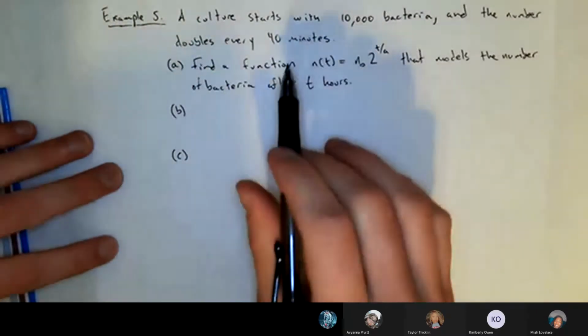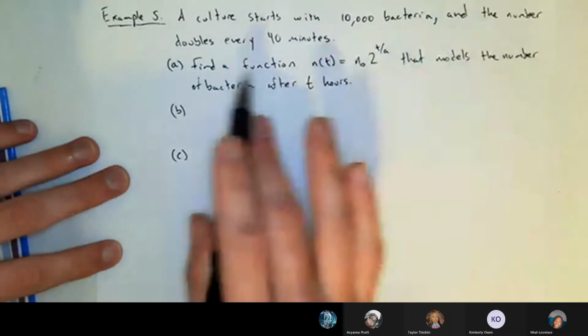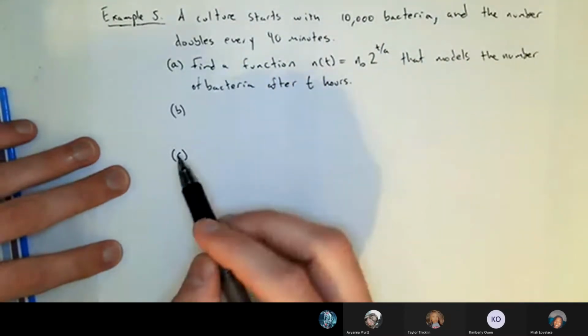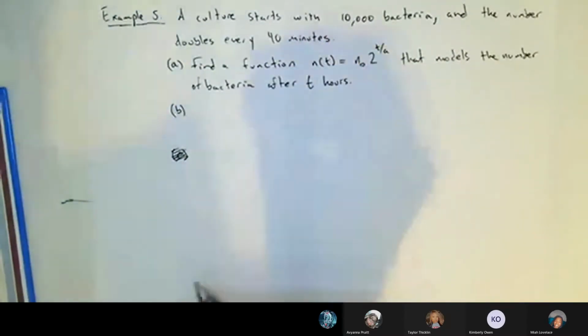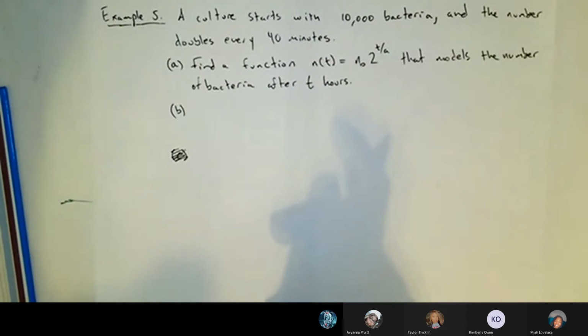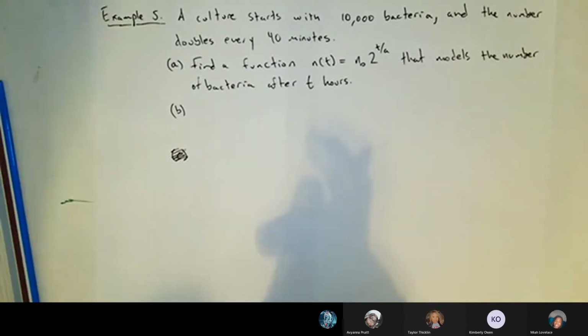Says a culture starts with 10,000 bacteria and the number doubles every 40 minutes. Let me get rid of this, I'm not doing part C. Part C is a graph question. I'm not doing that. I need to write part B real quick.